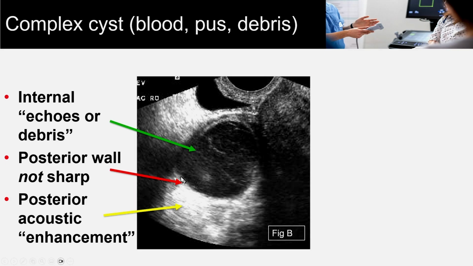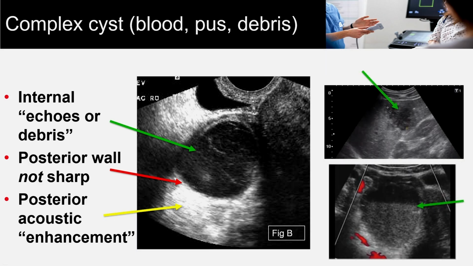The wall is there. It's ultimately a cystic lesion when it started, but perhaps the patient had trauma to this cyst or something like that. Somehow it hemorrhaged, or it's got infection or pus in it. Again, the posterior wall is nicely seen, but it's not as sharp as the prior one, so it's hazy. But you still have that through transmission because at the end of the day, it's a relatively simple cyst. Here are a couple of other examples.